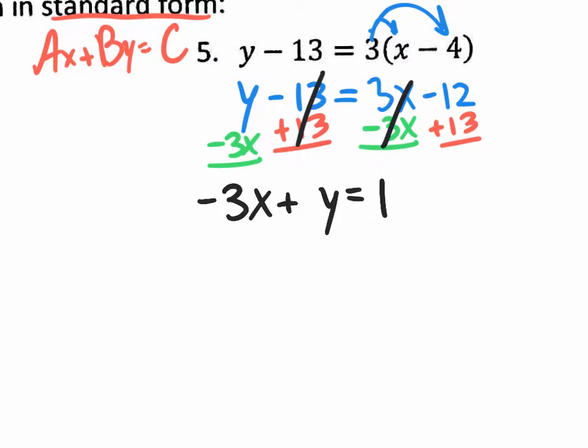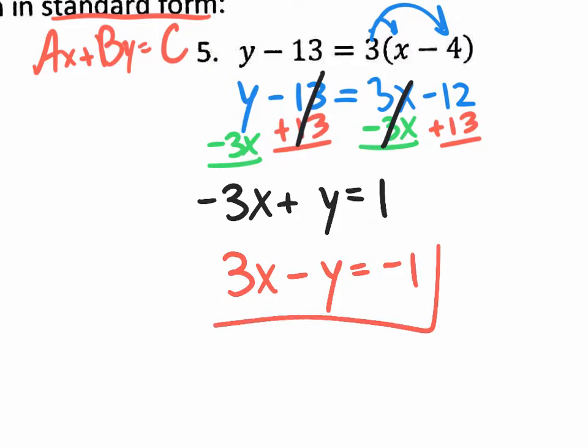And once again, we have an a value that's negative. We don't want an a value that's negative, so what's our final answer going to be? Instead of negative 3x plus y equals 1, what's our final equation going to be? Positive 3x minus y equals negative 1. Perfect. There you go. That's your answer for number 5.